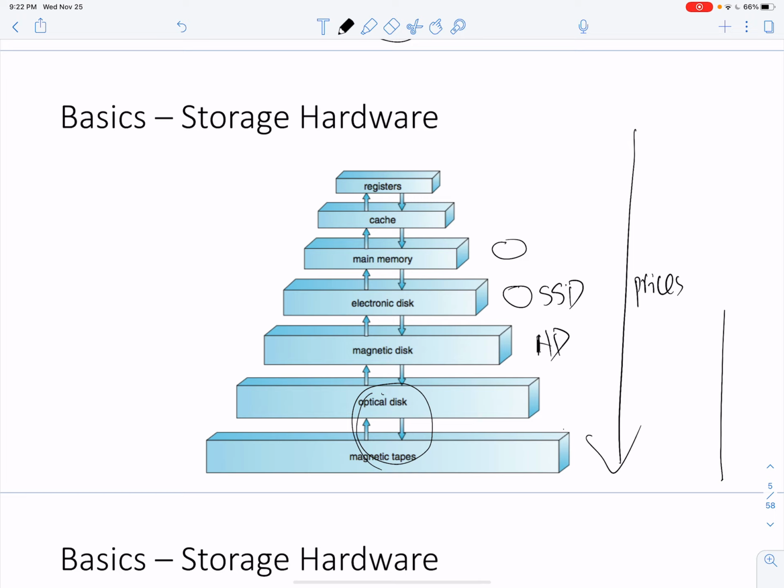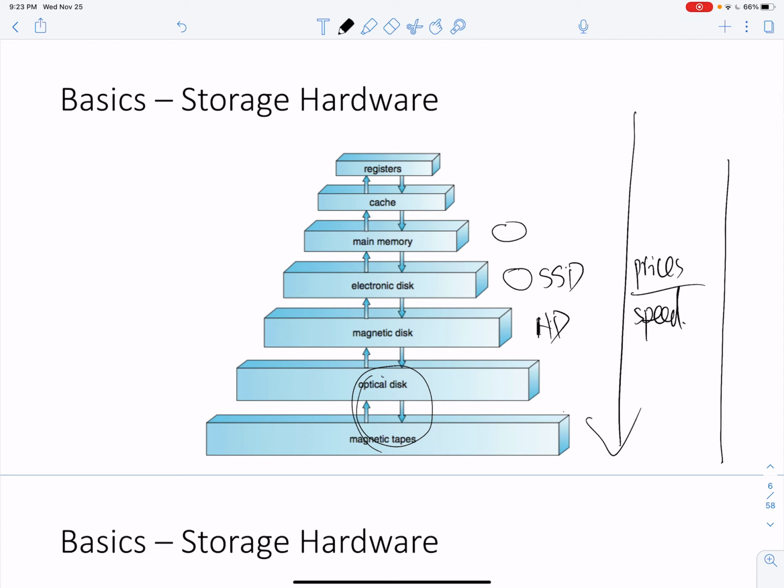But similar with price, the speed is also going down. So register is the most efficient storage device to load files or instructions from, and then cache, the main memory, and then solid state hard drive. The cheapest one is magnetic tapes.